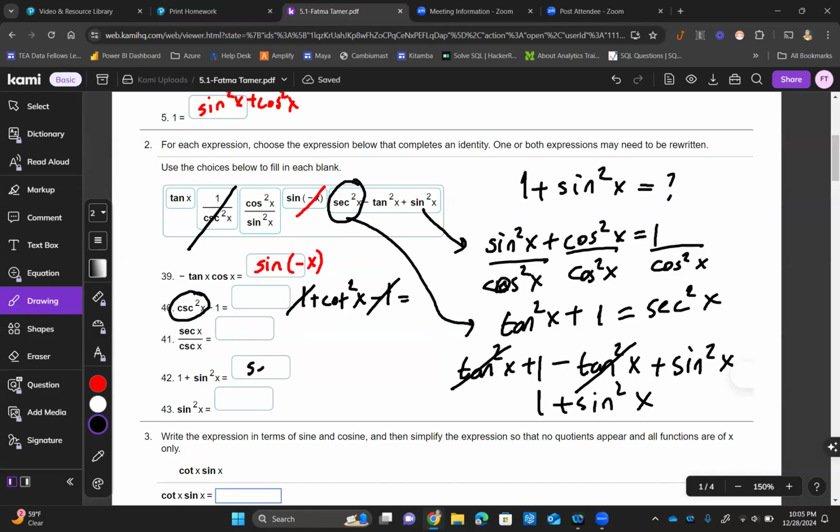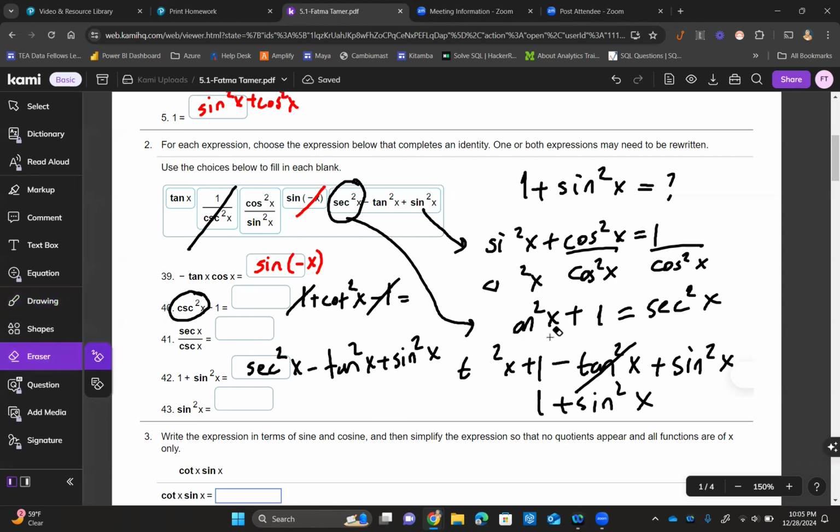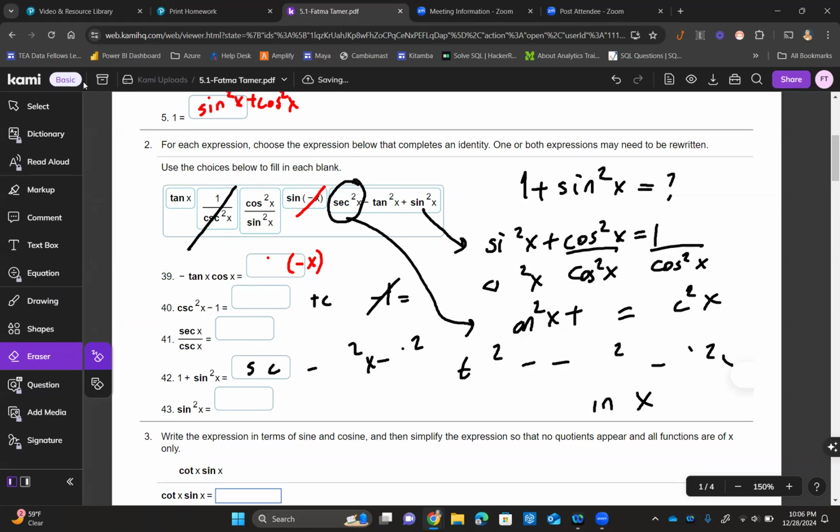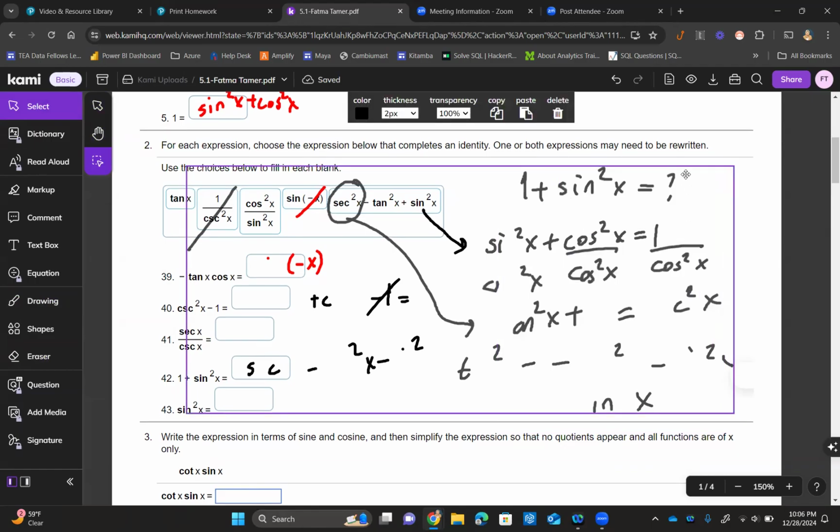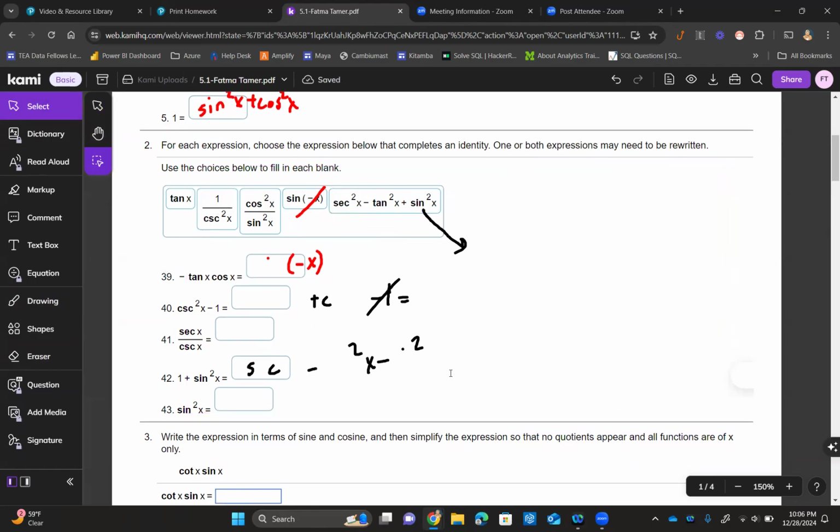So this one is going to use the equivalent of secant squared x minus tangent squared of x plus sine squared of x. And here, sine squared x, I need to write an equivalent to this one, sine squared x. Let's just open some space here.